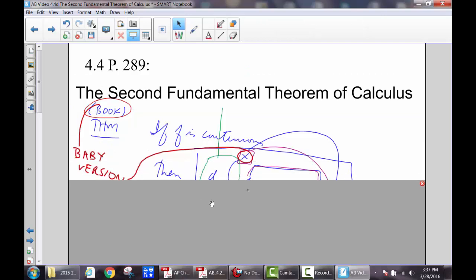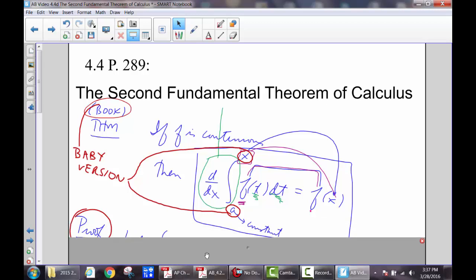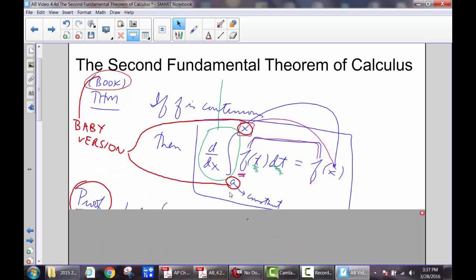Okay, from the book, if f is continuous, then d dx of the integral from a to x, where a is a constant, of f of t dt equals f of x. This is what I call the baby version. But basically, you're taking the derivative of the antiderivative. Doesn't it make sense that they will cancel each other out in some way, shape, or form?